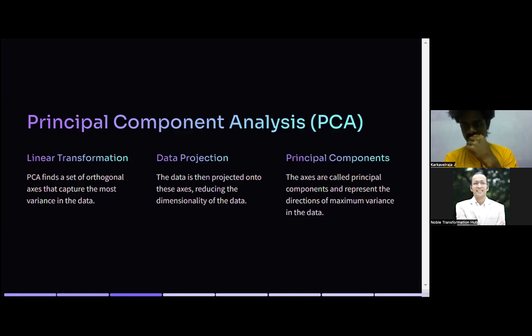So, right angle to right angle, right? This is the linear transformation, this is how linear transformation happens. Then projection: the data is projected onto these axes, at right angles to each other, reducing the dimensionality of the data. Okay, so we reduce the dimensionality.